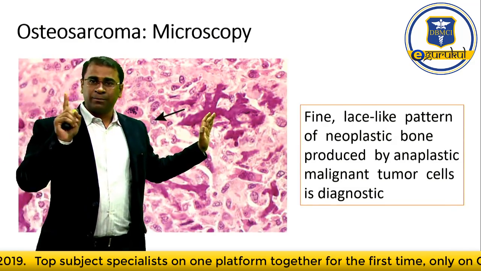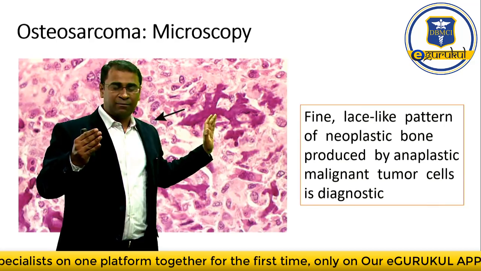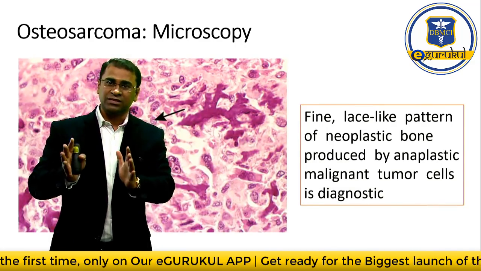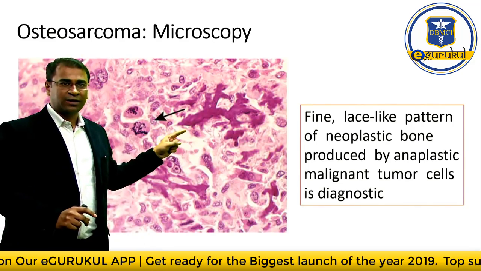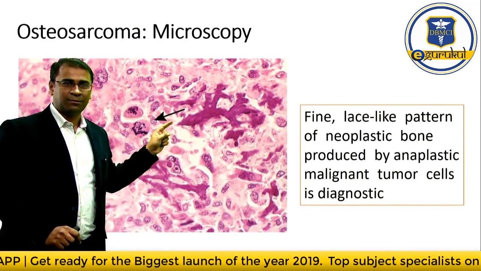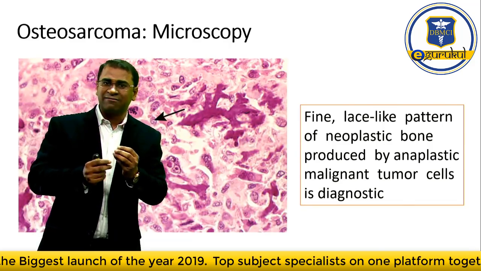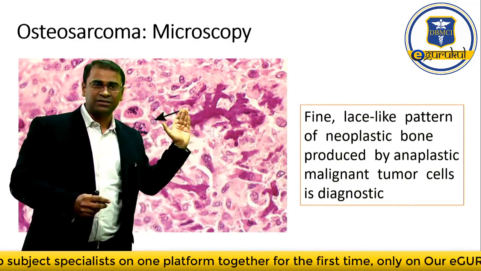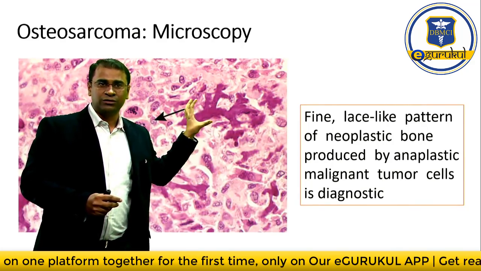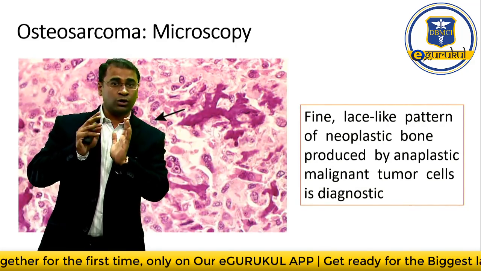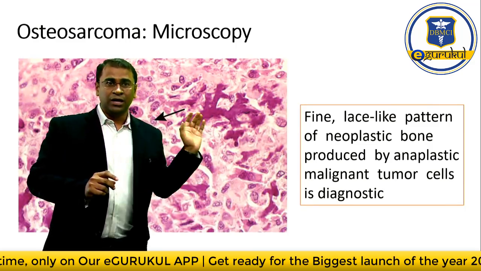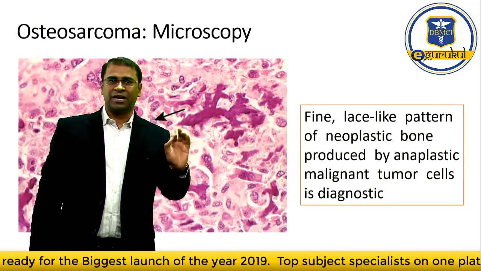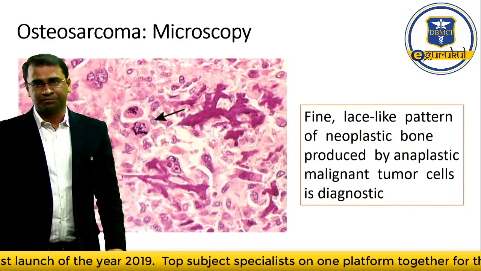Remember, this is a bone-forming tumor. This is why I make you understand that some tumors make bone, and some make cartilage. This part here is lacy. That means it's not normal bone, because a malignant cell will never make normal bone. So this part is lacy, meaning abnormal bony formation. This part is osteoid, but it's not normal. It's malignant. If you see osteoid being formed by a malignant tumor cell, it is a confirmatory sign of osteosarcoma.